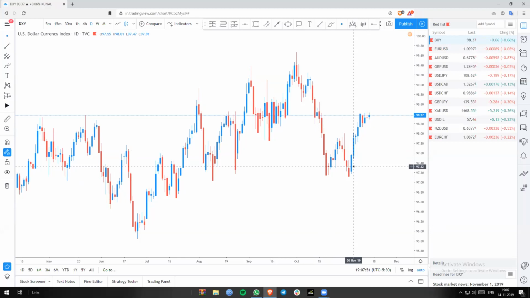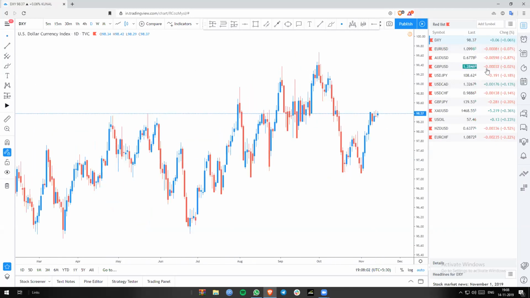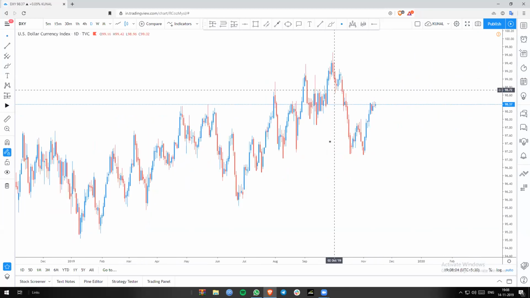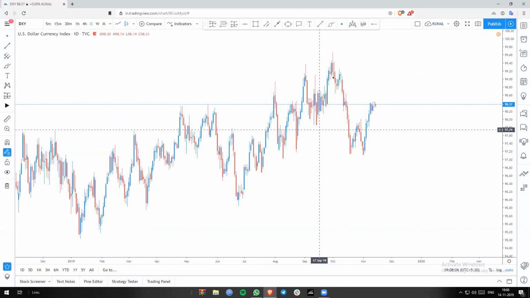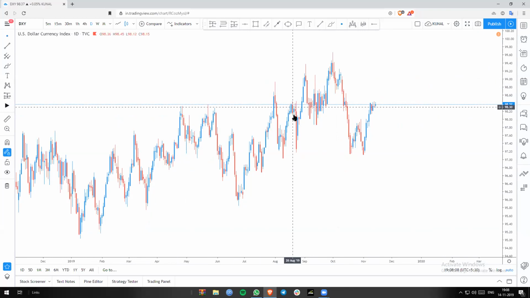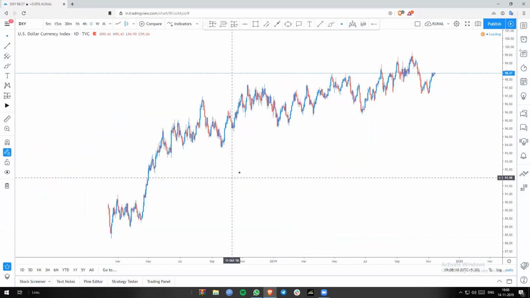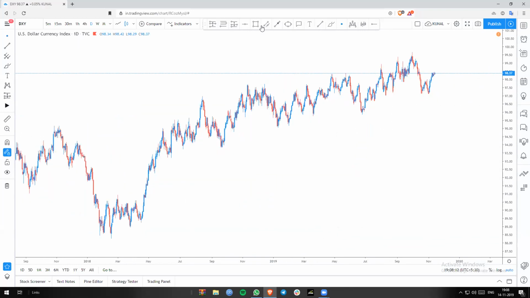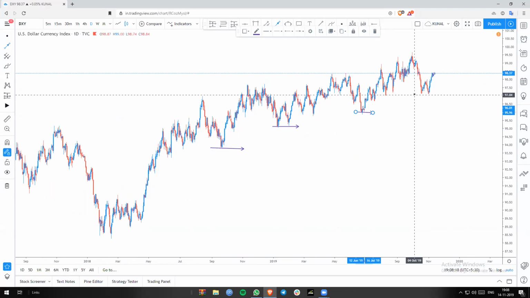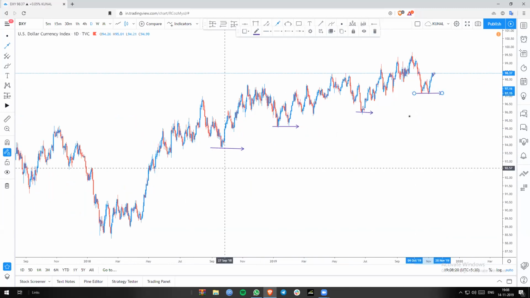So right now, for the moment, if we take a closer look at the higher time frame, let's talk about the overall perspective of this chart. If we take a look at the whole structure, we can say that it's still bullish, because we are seeing higher lows being formed, the major higher lows, and we are still trending to the upside.